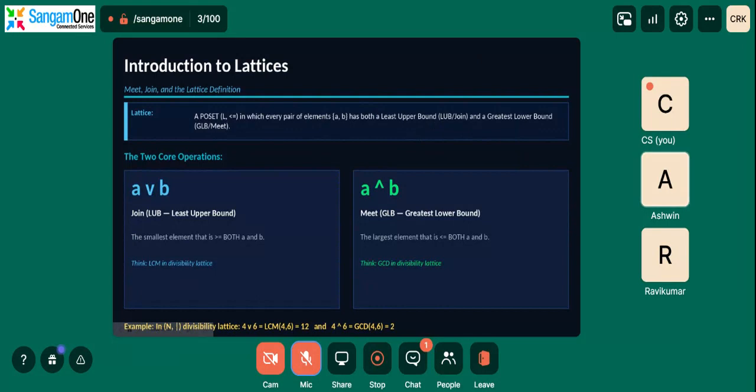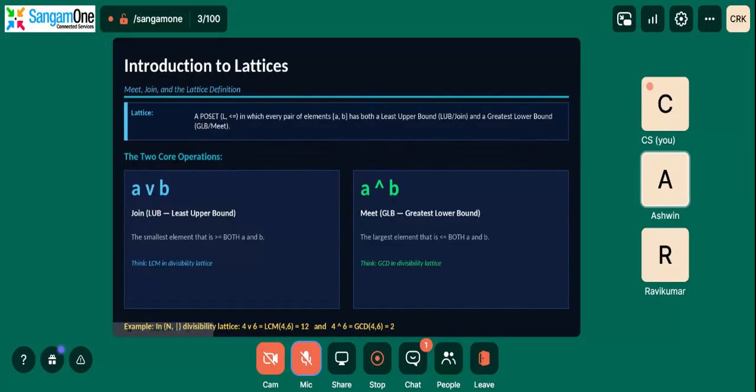The two core operations are A join B, which is the least upper bound, represented by this symbol. Join is the smallest element that is greater than or equal to both A and B. And meet is the greatest lower bound, the largest element less than or equal to both A and B. An example is LCM in the divisibility lattice as join and GCD in the divisibility lattice as meet.